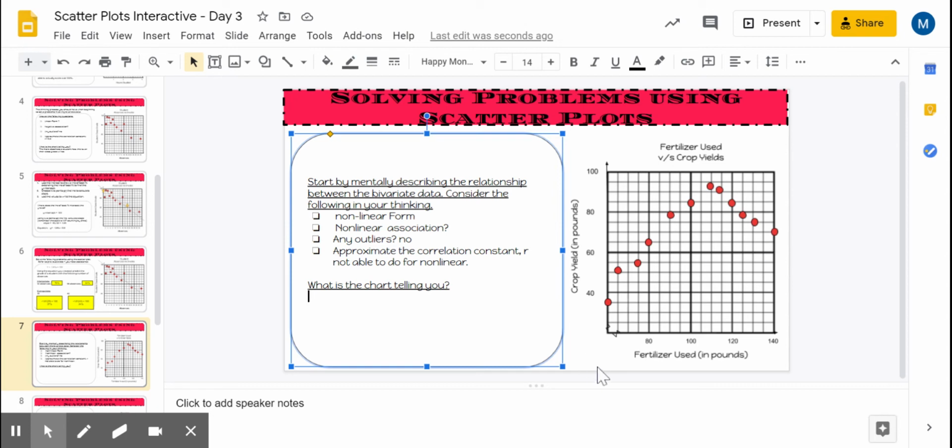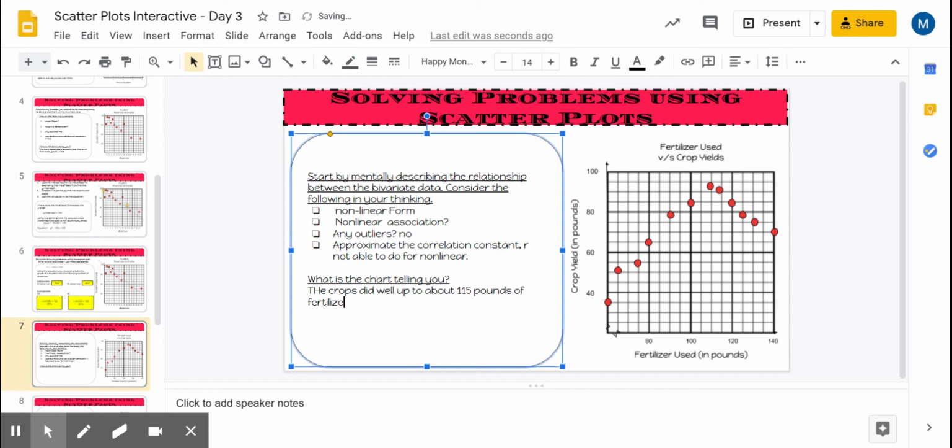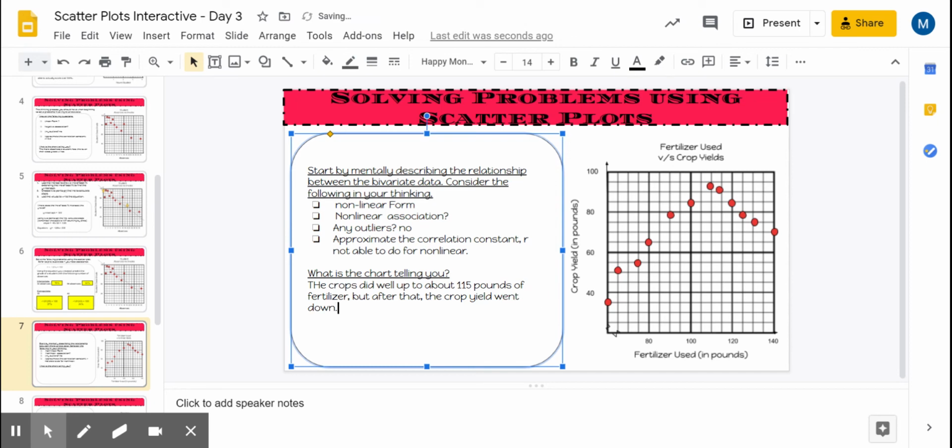Okay, so what can we say? The crops did well up to about 115 pounds of fertilizer, but after that, the crop yield. Okay.